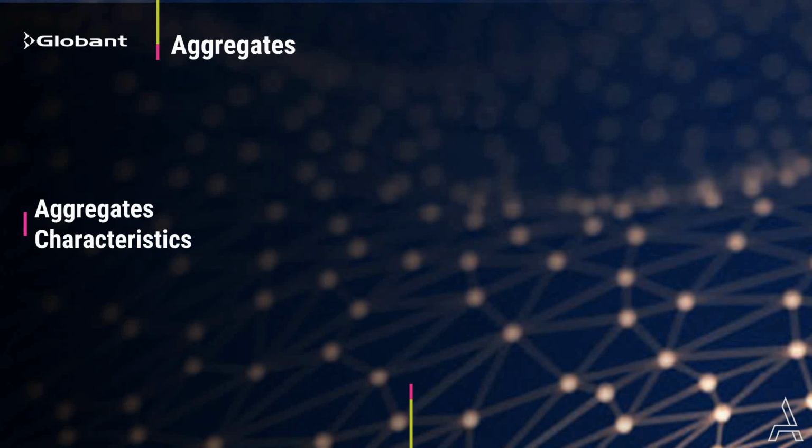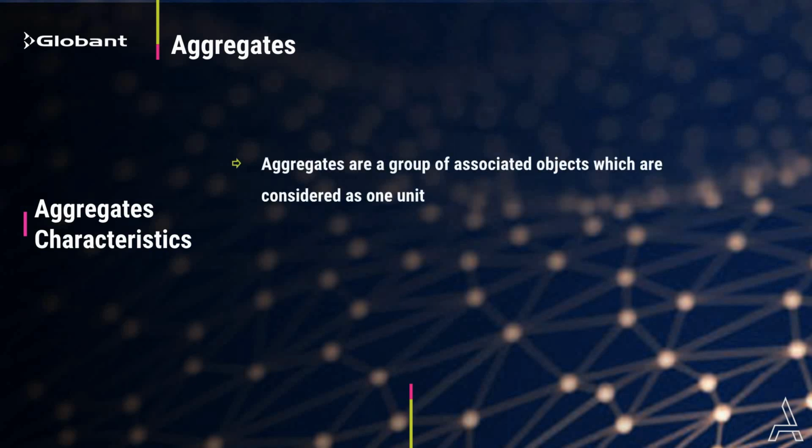In the DDD context, aggregates are one of the most tricky and least well understood patterns. Aggregates are a group of associated objects which are considered as one unit. Basically, an aggregate is an entity. We call it the root entity, and that root entity is composed of other entities and value objects.